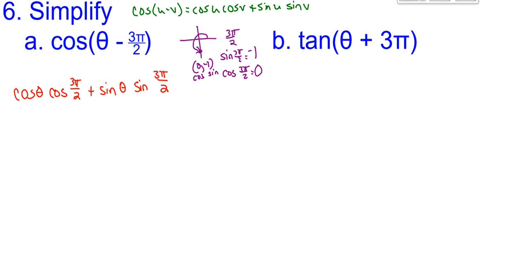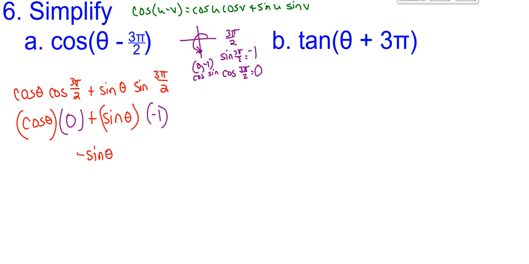Putting those in, cosine theta times 0 plus sine theta times -1, and 0 times cosine is 0, -1 times sine theta. And notice I put things in parentheses just to help myself, and we get negative sine theta. And again, let me know if you want to try the second one. Otherwise, we'll just move on and go through that as well.